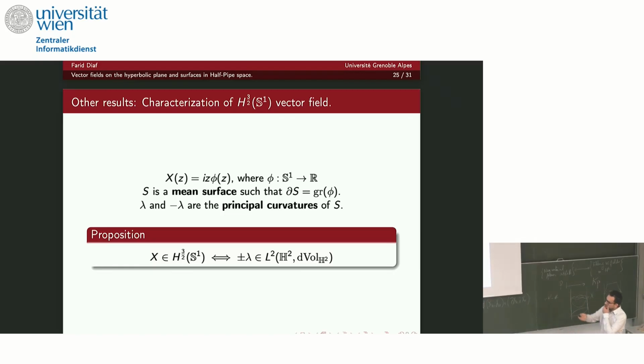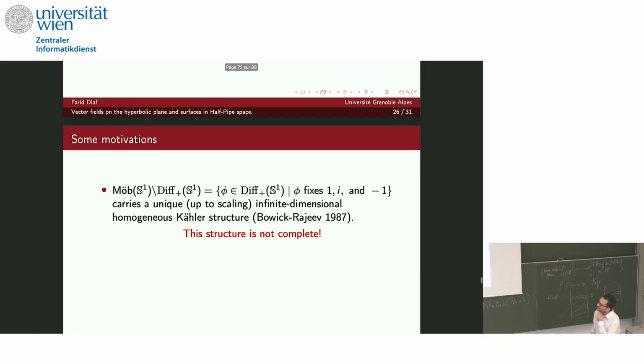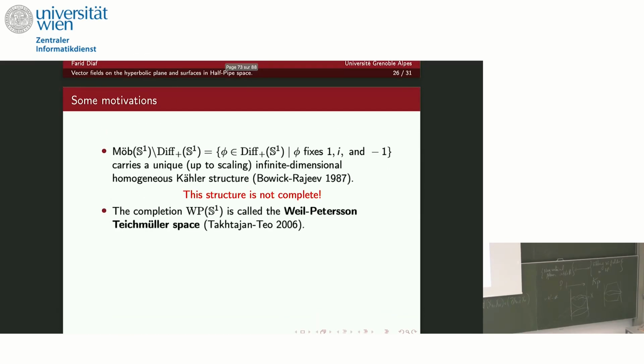So let me motivate this space a little bit. Actually it was given by Barbara. We have this coset space, the diffeomorphisms of S1 modulo Möbius transformations. So these are diffeomorphisms which fix 3 points on the boundary. So this is an infinite dimensional homogeneous Kähler manifold. And in fact, the structure is unique up to scaling. Okay. This is the result due to Bowick and Rajeev. But the problem is that the structure is not complete. But the completion is the so-called Weil-Petersson Teichmüller space. This is the work of Jean Theo.